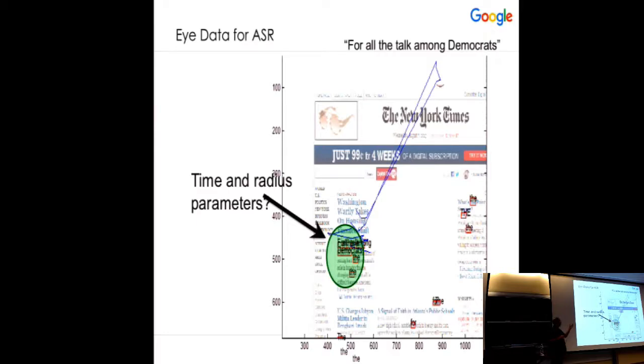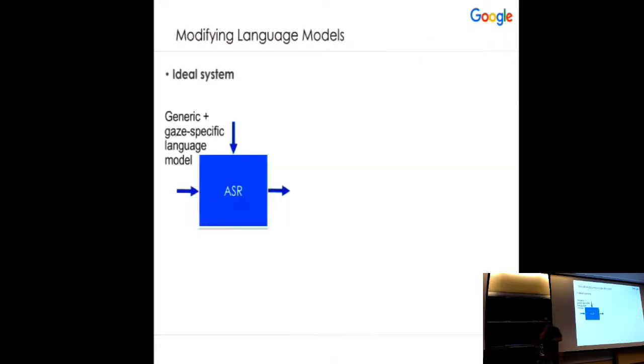And so we modeled it as a spotlight. There's a radius, a time, and all that kind of stuff involved in that. The best way to do this system would be to build a language model that's predicated on your gaze. So you're looking at the section of the travel page that talks about destinations. Well, then you might want to modify the language model to only show destinations or make that more prominent.